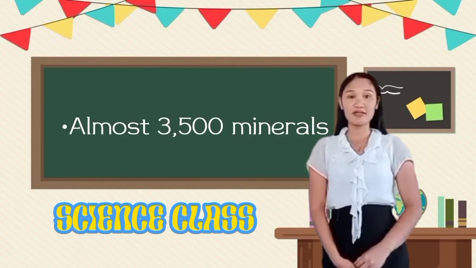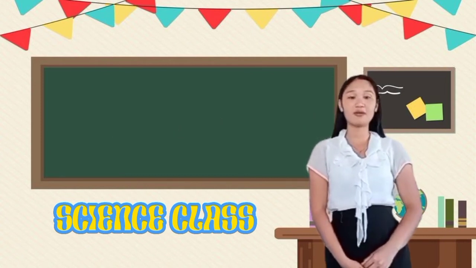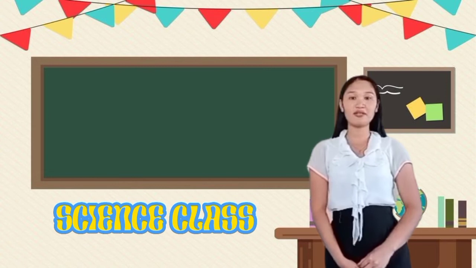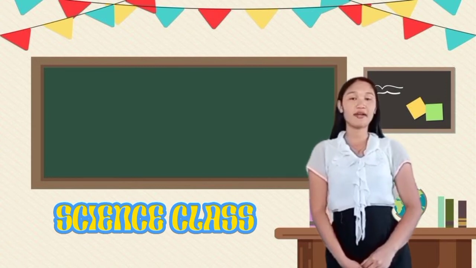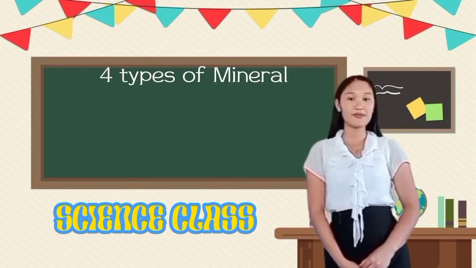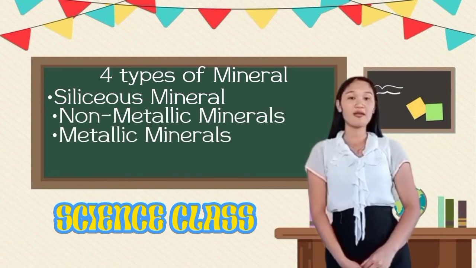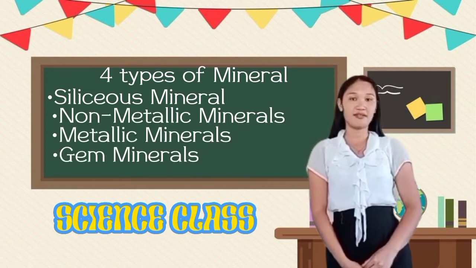Classification of minerals. There are almost 3,500 minerals found on the earth's crust. Some occur in large quantities in many areas, while others are found in limited areas. Minerals are classified into 4 types: siliceous minerals, non-metallic minerals, metallic minerals, and gem minerals.